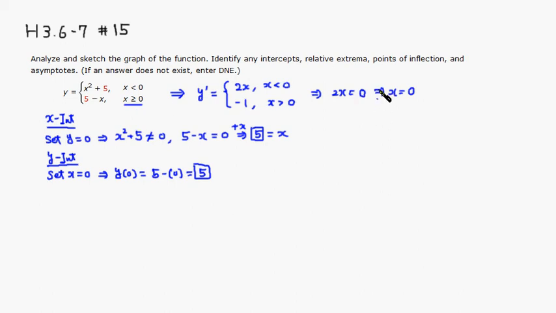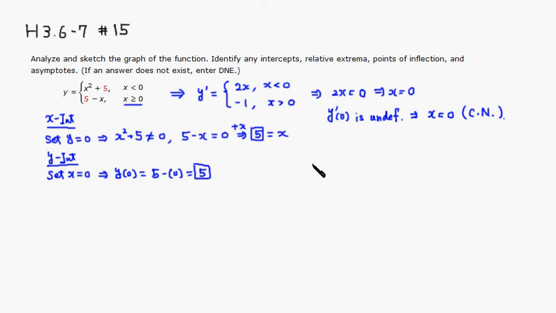So it's actually not from here, but since y prime is actually undefined, which makes x equals 0 a critical number, then see what happens.